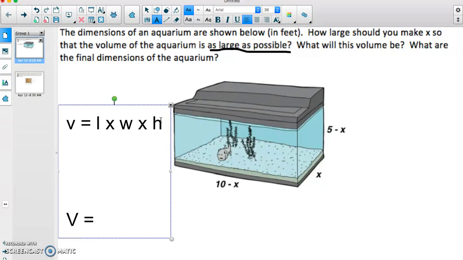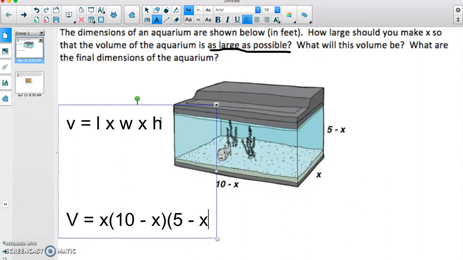Using these different dimensions, I could say x is my length, times my width, which I'm going to say is 10 minus x, times my height, which is 5 minus x. Now, it really doesn't matter what you say your length, width, and height are, because you're just multiplying, and we know we can multiply in any order. Okay, so we have our polynomial that represents the volume of the aquarium.